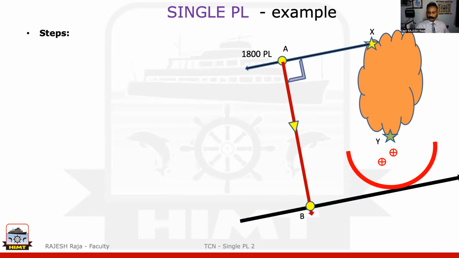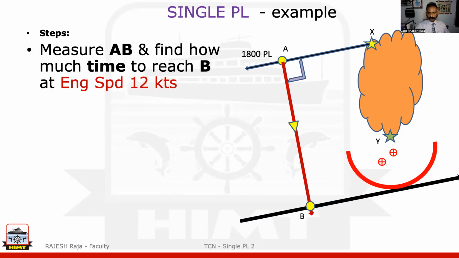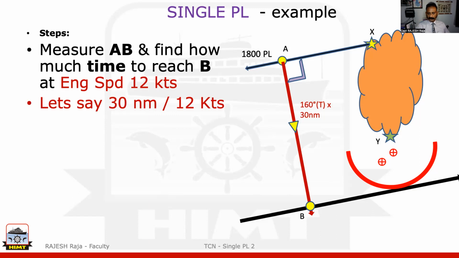My next job here is to measure the distance between Alpha and Bravo. And I'm going to use my engine speed as 12 knots. So let us say I measured it, it came as 30 nautical miles. And your 160 is your 90 with your 070. So this is the information I have. With 12 knot speed, it is obvious that I'm going to take 2.5 hours from now. So from 1800, 2.5 hours. Okay, so that is going to be my alteration.